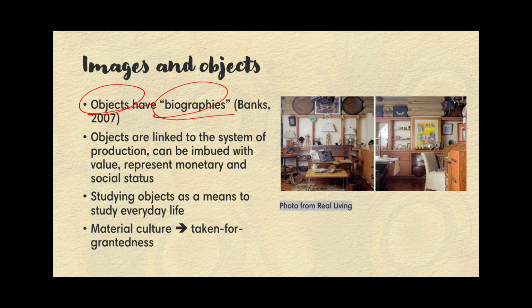And then we can see them. And the way we place certain things in our house also has something to do with social norms and also our individual quirks, right? So objects are linked to the system of production. They also represent monetary and social status, conspicuousness, conspicuous consumerism. And then studying objects as a means to study everyday life is also something that we do as social scientists.